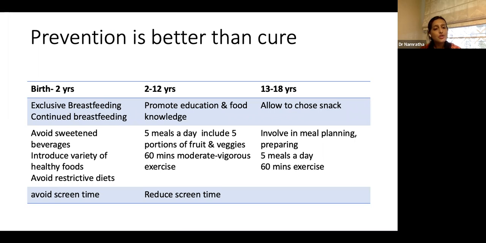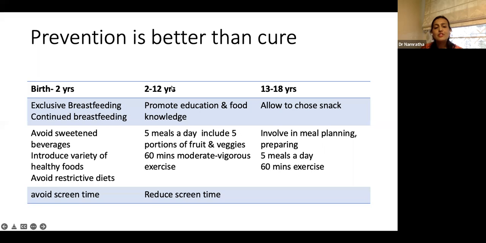So in less than 2 years of age, we should always promote exclusive breastfeeding till 6 months of age and continue breastfeeding till 2 years of age. So avoid exposing the younger child to sweetened beverages, introduce a variety of healthy foods, and avoid restrictive diets. And as far as possible, avoid screen time in children less than 2 years of age.